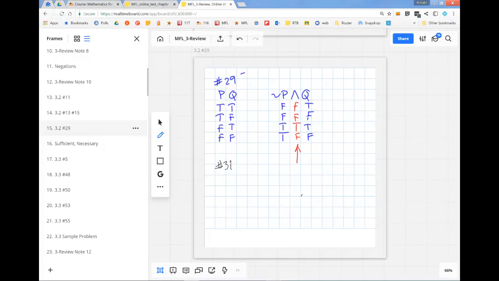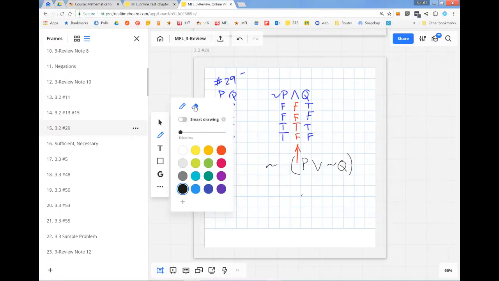Why don't we just do it. That works. Okay, so we're supposed to do, make sure I get the right one here, not P or not Q. Yep. Okay, so the truth table, let's see, I'm going to move to 31. Hang on.